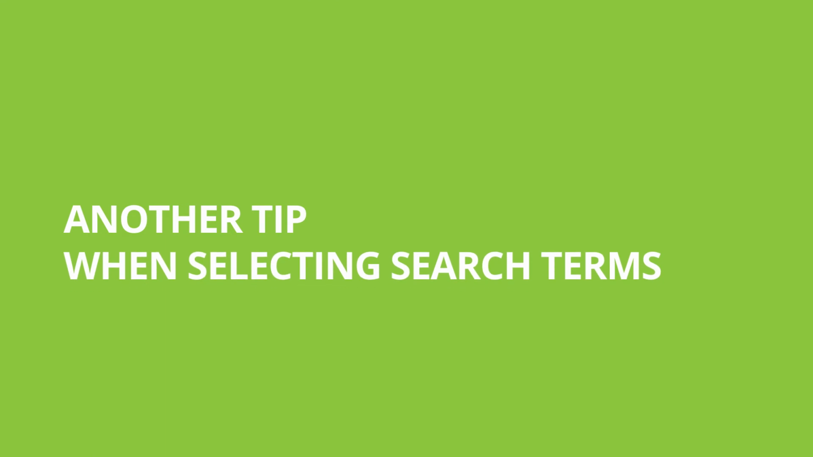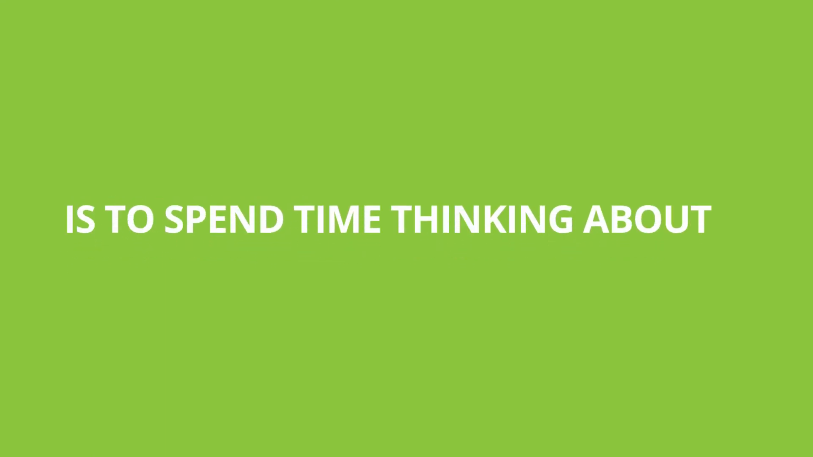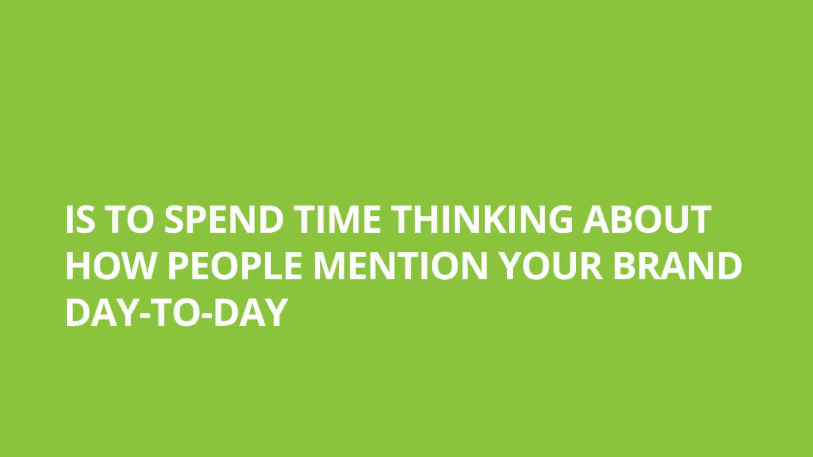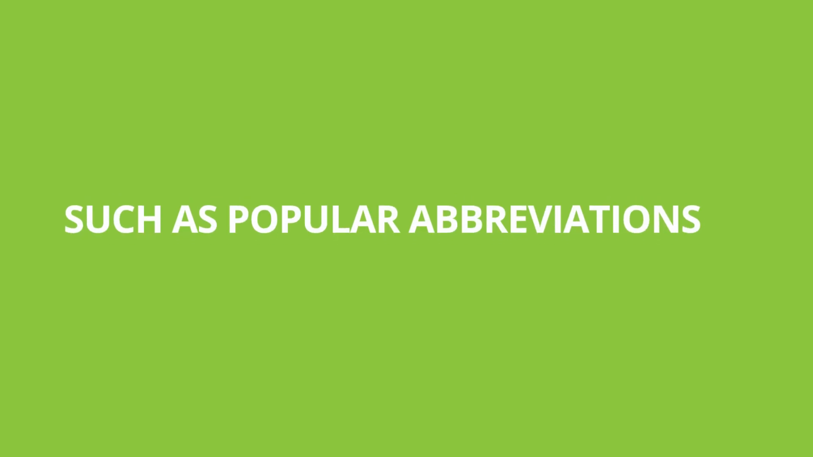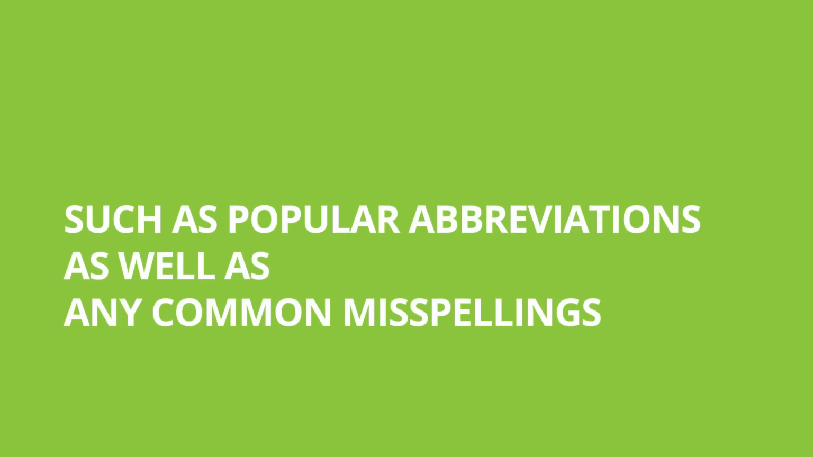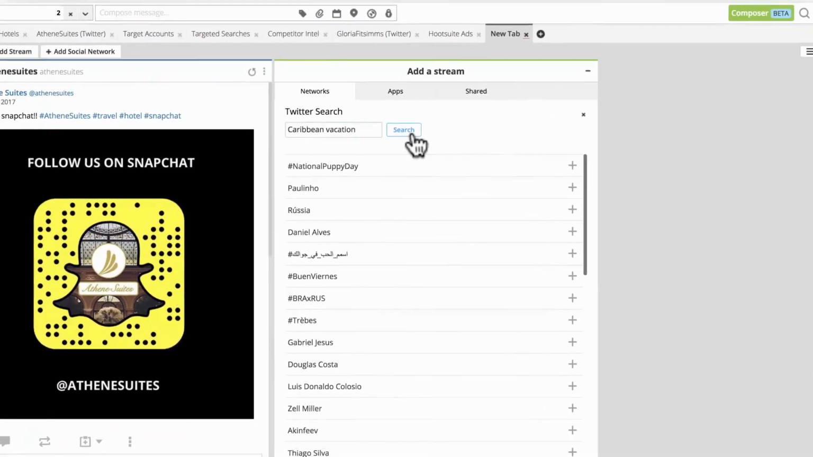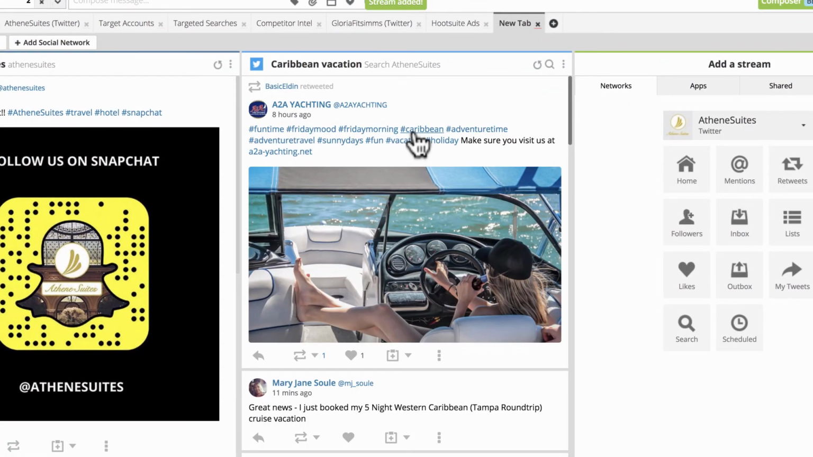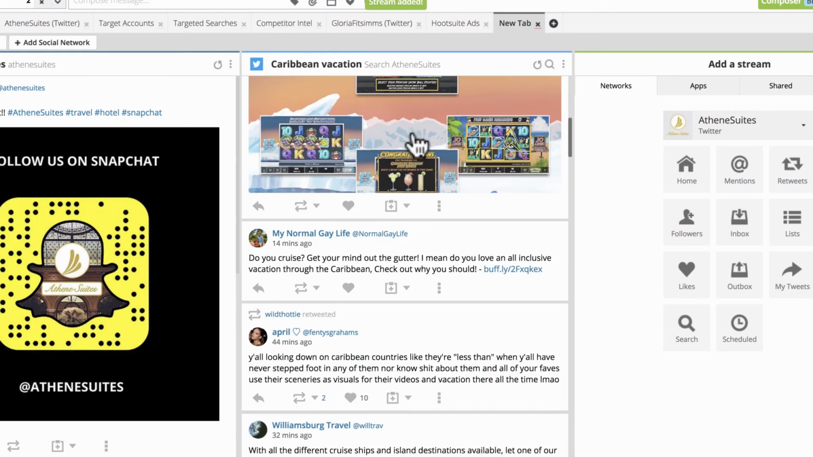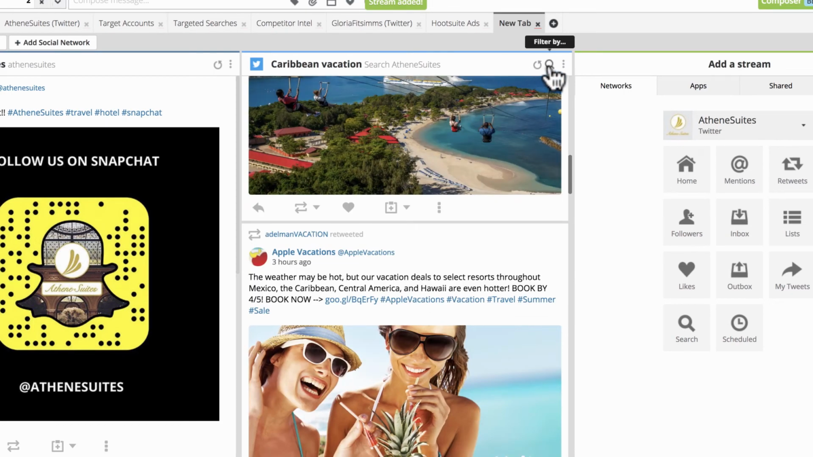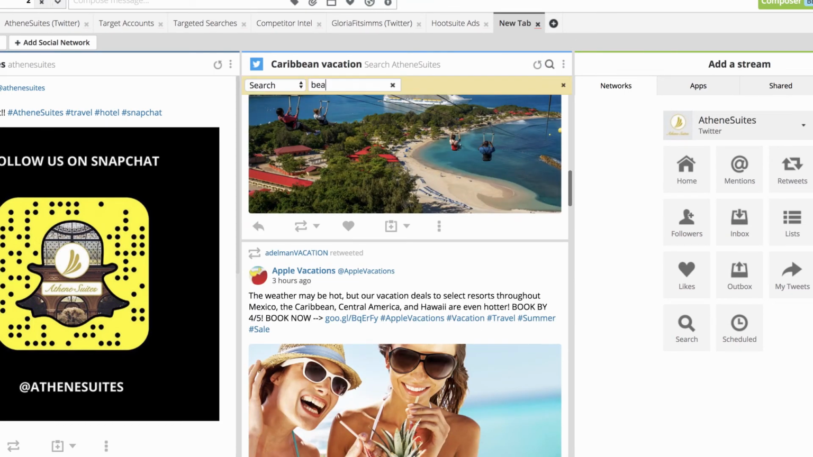Another tip when selecting your search terms is to spend time thinking about how people mention your brand day to day, such as popular abbreviations, as well as any common misspellings. Once you've selected your terms, click Search and enjoy the results. You can also search within your already created streams by clicking the magnifying glass and entering the relevant keywords.